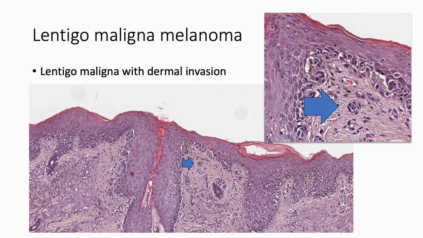And when there is invasion in the background of lentigo maligna, such as here, you can see there is a nest inside of the dermis. In the background of lentigo maligna, we use the diagnosis lentigo maligna melanoma. Basically, it means lentigo maligna with dermal invasion.